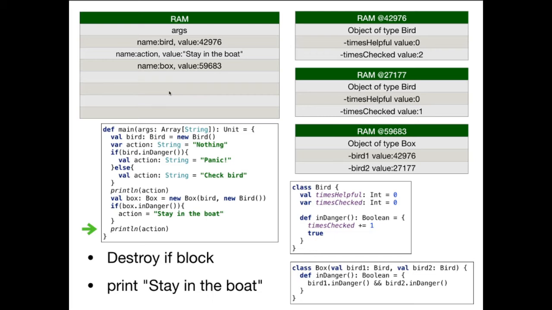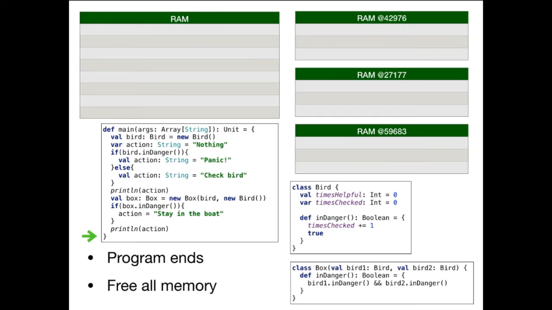Exit that block. There were no variables declared in that block, so nothing's really destroyed. Then move on to the program. Now when we hit this print line, that action was in fact changed, and we're going to print out stay in the boat this time. End of our program. Free up all the memory.